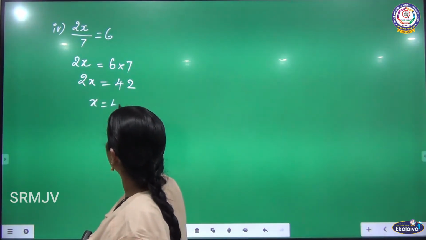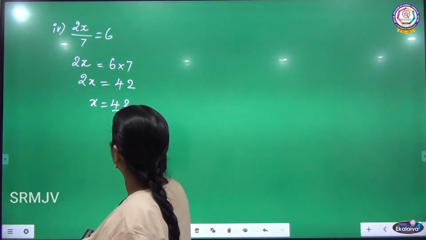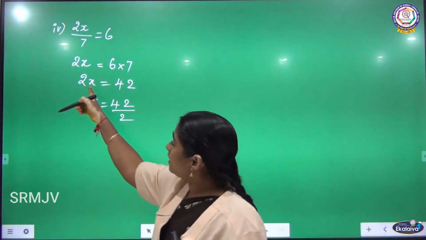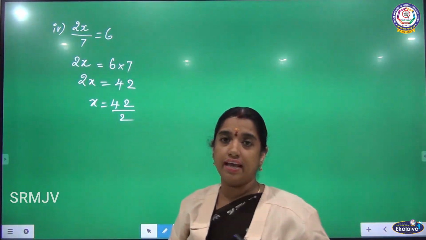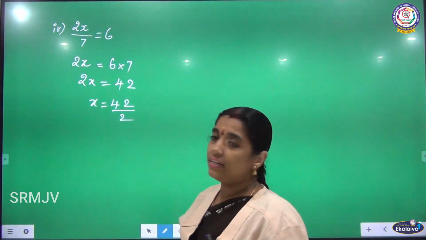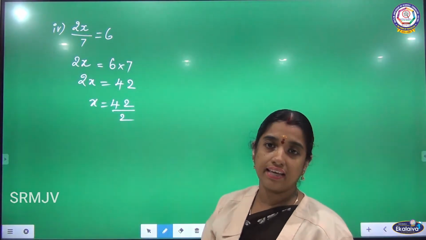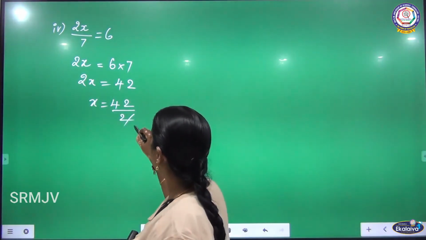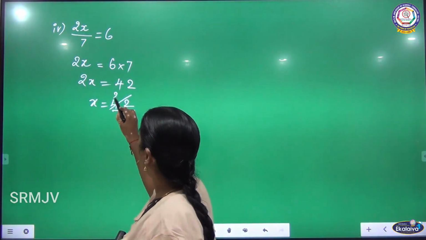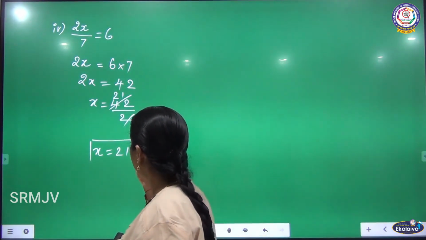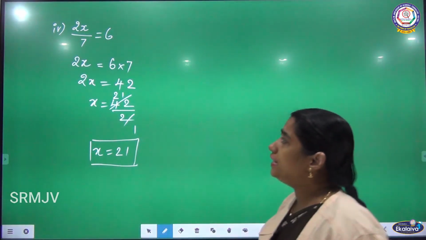Now, x is equal to 42 by 2. 42 by 2. Can you clear this? So here the multiplication 2 is there. So inverse. So for that it becomes what? Division. Now by using the factor I can cancel this. 2 ones are 2, 2 twos are 4... 2 21s are 42. So x is equal to what? x is equal to 21.